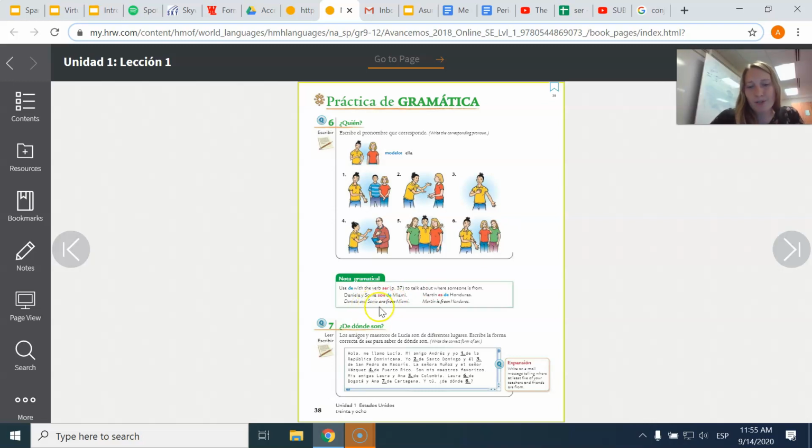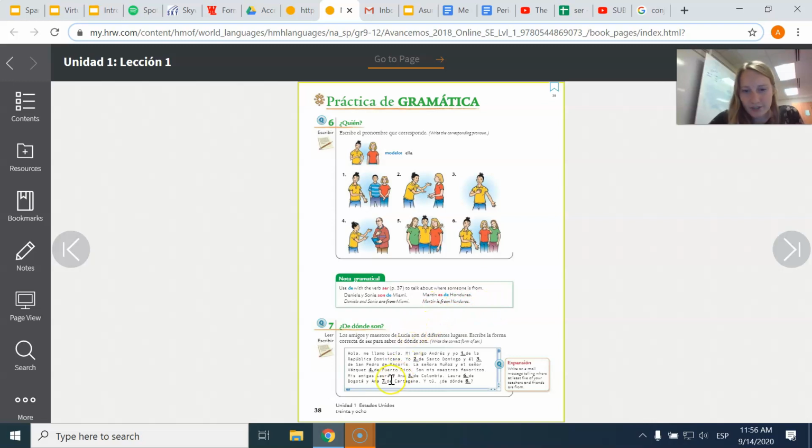Nota gramatical. Use de with the verb ser to talk about where someone is from. So for example, Daniela y Sonia son de Miami. That means they are from Miami. Martin es de Honduras. Martin is from Honduras.